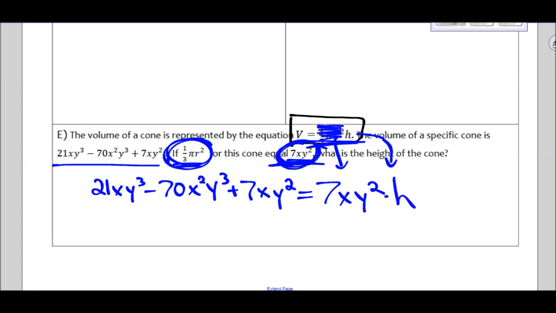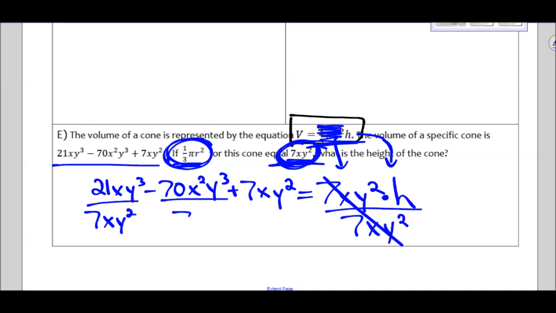Now I have a multiplication problem that I want to solve. I have an equation where I want to cancel out some multiplication. I'm going to use the opposite operation, which is division. I'm going to divide by 7xy squared. Cancel this out. If I divide on that side by something, I have to do the exact same thing on this side. Divide by 7xy squared.